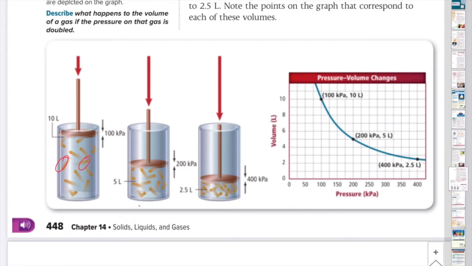So we kind of see that here. We have volume increasing this way, but actually we are decreasing the volume. So we start off at 10, we decrease it to 5, we decrease it to 2.5. As we do that, the pressure increases.